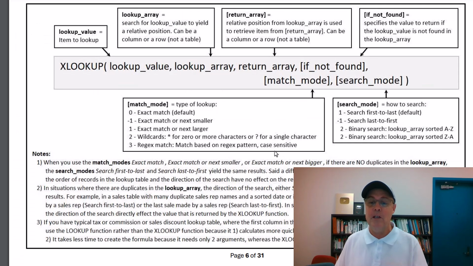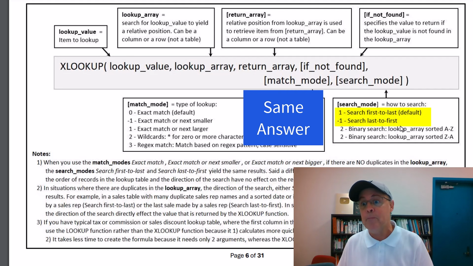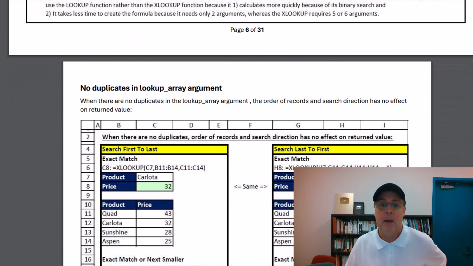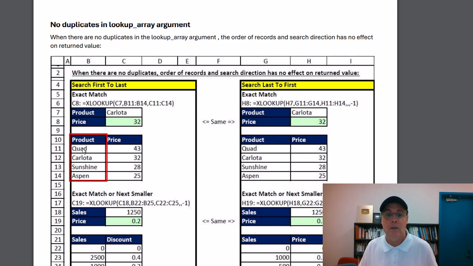All right, before we look at the examples in the Excel workbook, let's go to page 6 in the PDF notes. Here's XLOOKUP. Search mode argument gives us the option to search from first to last or last to first. Now, first to last is the default. And if there are no duplicates in the lookup array, both of these will give you the exact same result.